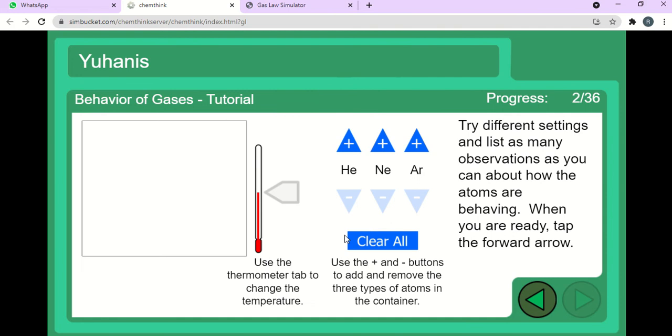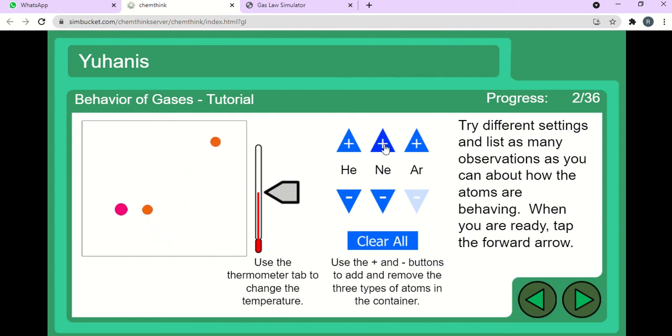Okay. The behavior of gases. Try different settings and list as many observations as you can about how the atoms are behaving. At first I will put helium in, one particle of helium. Okay, two particles of helium. See how the atoms move. They collide, elastic collision. They collide also with the wall of the container and in between the gas particles.